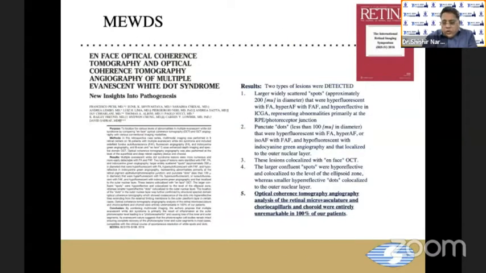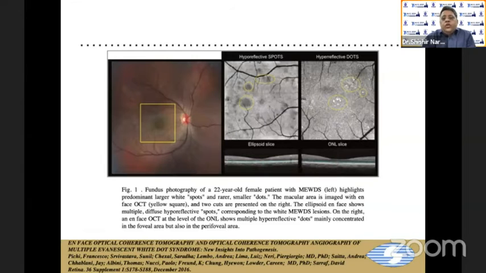Now, when we come to MEWDS, it's another interesting entity where the OCTA has helped us to understand that there are no changes in the retinal microcirculation and at the level of the choriocapillaris and the choroid. But then what is it that is causing those spots and dots? So you see in MEWDS the white multiple lesions which cause the larger spots and the finer dots. These are present closer to the fovea, while these are dispersed over the posterior pole.